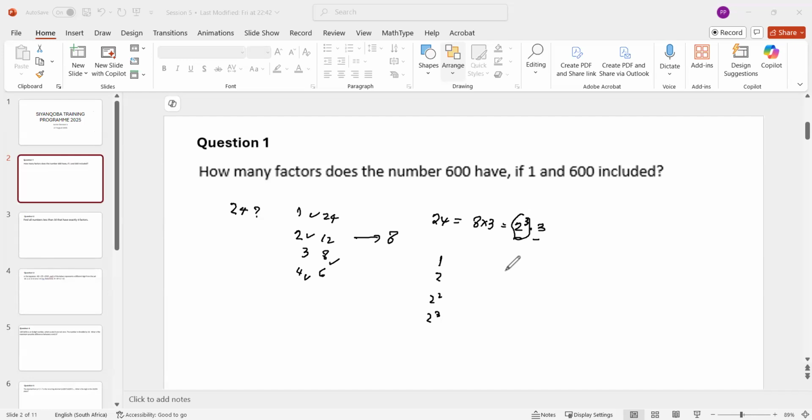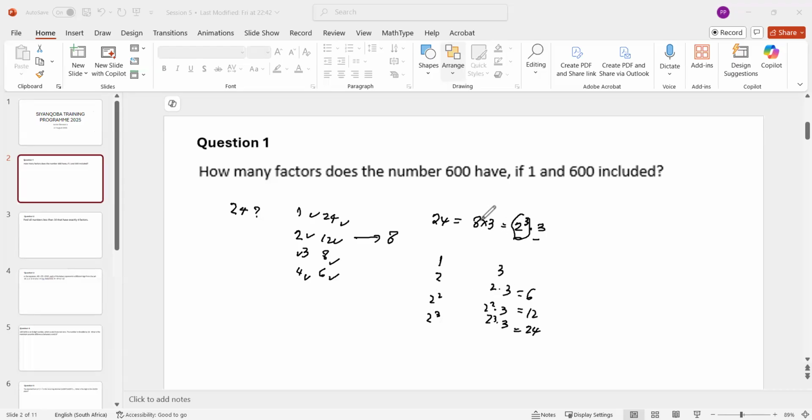And then the other factors are 3 times 1. Now I can multiply every one of them by 3. 2 times 3, 2 squared times 3, and 2 cubed times 3. Now this is what you have: 3, 6, 12, and 24, when you work that out. And that takes care of 3, 6, 12, and 24. And you can see now you've got all 8 factors. But in factorizing it like this, it's very systematic.